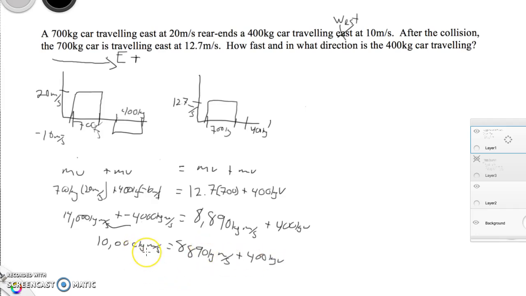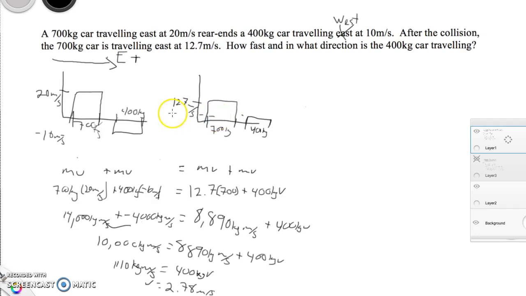We'll subtract this over and get about 1,110 kilogram meters per second, and 400 kilograms times v still here. Finally, we'll divide by 400 and get that the velocity of that car is about 2.78 meters per second.